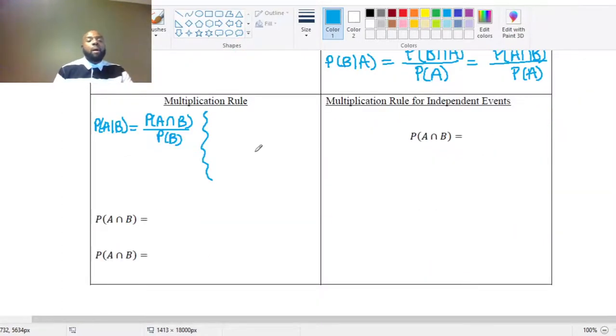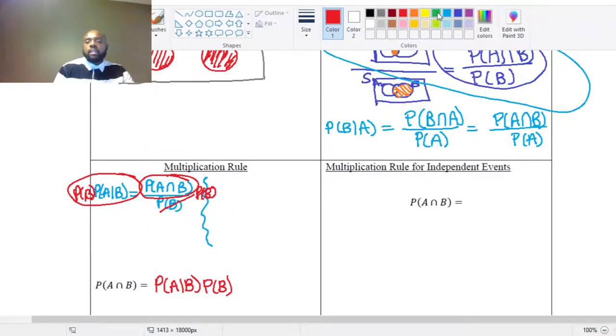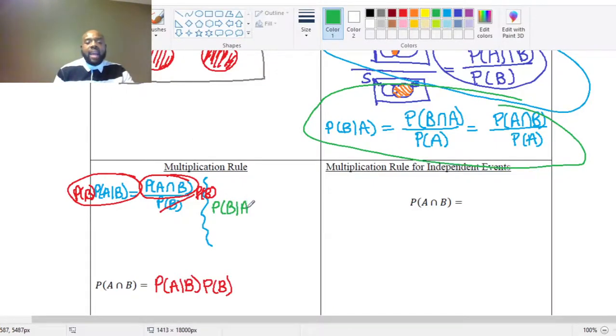And so if I want to know what the probability of A and B is, then all I have to do is multiply both sides of this equation by the probability of B. They cancel on the right-hand side, and I get the probability of A and B equals the probability of A given B times the probability of B. We can do a similar calculation using this other rule: the probability of B given A equals the probability of A intersect B over the probability of A. Again, I can multiply both sides by the probability of A.